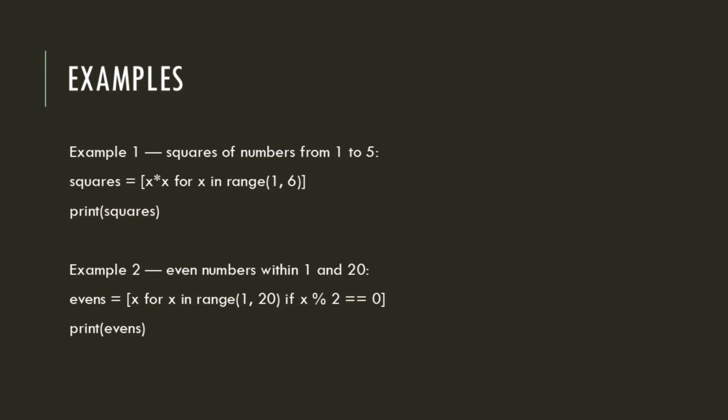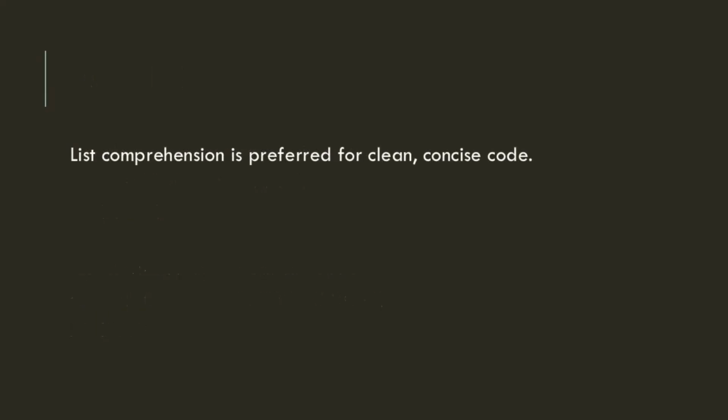Print squares. Example 2: even numbers between 1 and 20. evens = [x for x in range(1, 20) if x % 2 == 0]. List comprehension is preferred for clean, concise code.